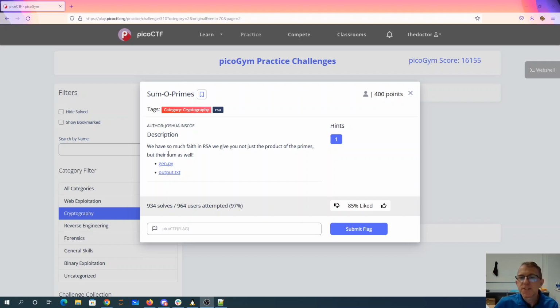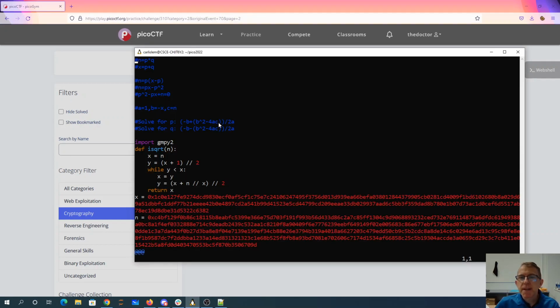Sum primes: we have so much faith in RSA, we give you not just the product of the primes, but their sum as well. And I love squares. Okay, that's their hint. So I've got some Python here that's going to solve this.